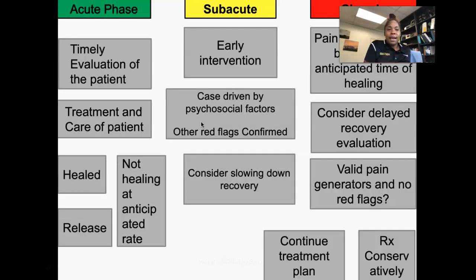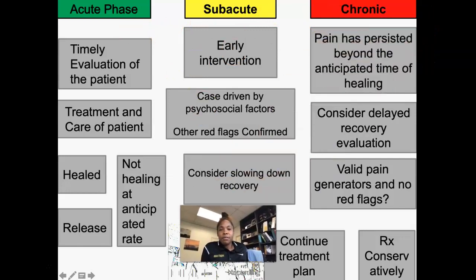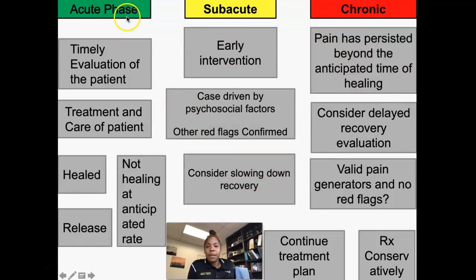All right, so let's look at pain from different levels. So we have acute phase pain, which is going to last 7 to 10 days, right? We said that. We have subacute pain, which is going to last 10 days to 7 weeks. And then we have that chronic pain, which is anything after basically 2 months. So in the acute phase pain, we basically can say a few things have happened. We evaluated the patient in a timely fashion, or the patient came into us in a timely fashion. We can say that we treated that patient, we cared for that patient's healing, right? Does that make sense? Yes? And so we release them.